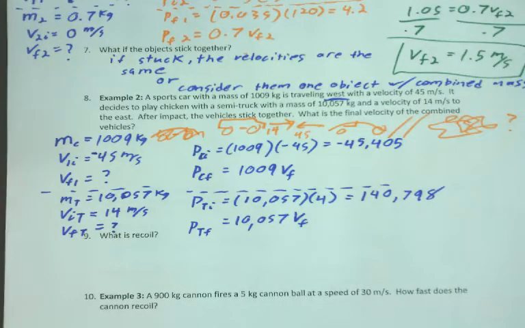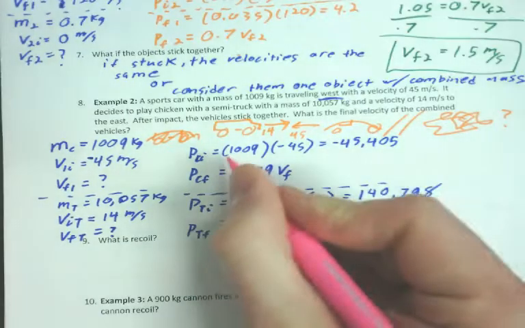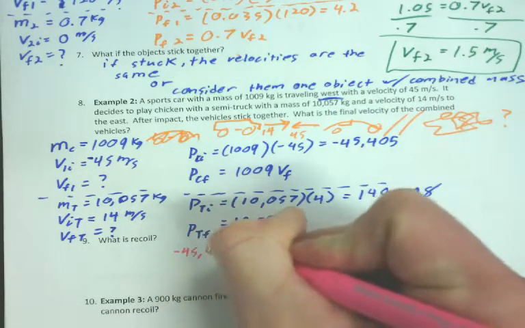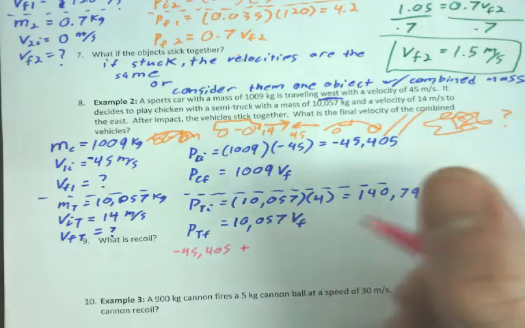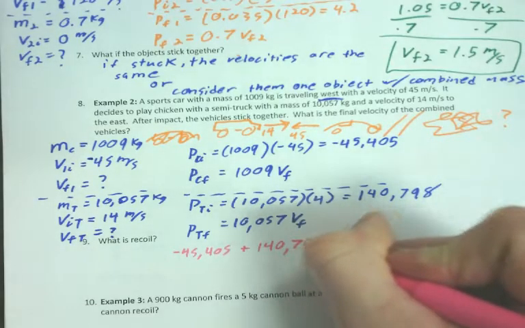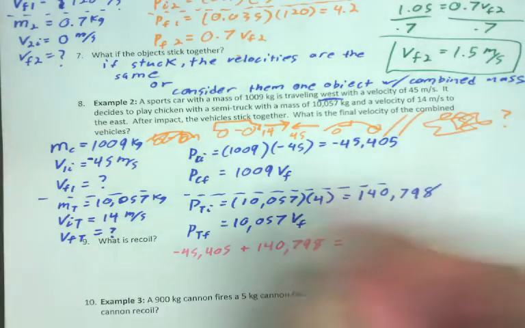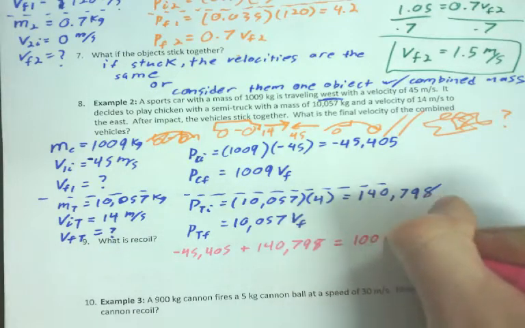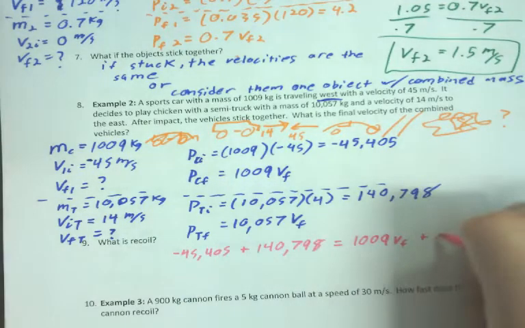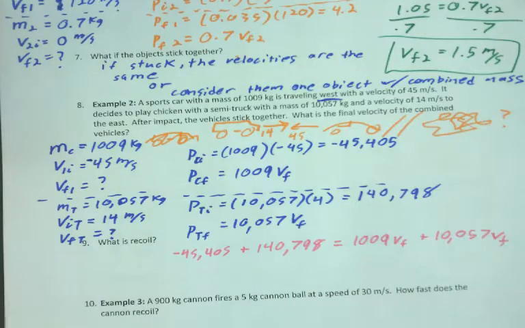So now that I'm ready to solve, I'm going to plug all these numbers in to see what I get. The initial of the car, negative 45,405, plus the initial of the truck, 140,798, equals the final of the car, 1,009 VF, plus the final of the truck, 10,057 VF. Again, they're both VF because they stick together, so they have to be the same value.